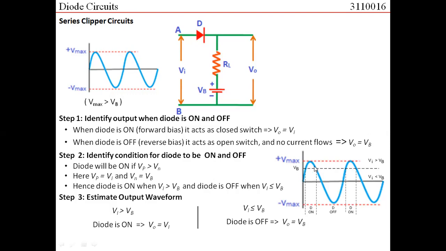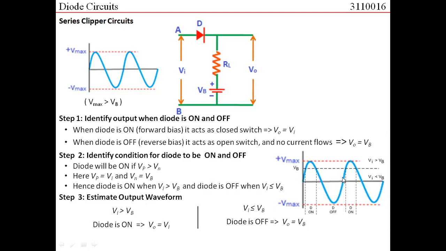The part of the input waveform which is above VB, say this part or this part, is the part of the input waveform which is greater than VB. So Vi is greater than VB. Whereas this portion of the waveform is the portion where the input voltage is less than VB. So in this part, when the input voltage is greater than VB, the diode would be on, and hence the output voltage would be the same as the input voltage. So in the output, you should expect this to be present.